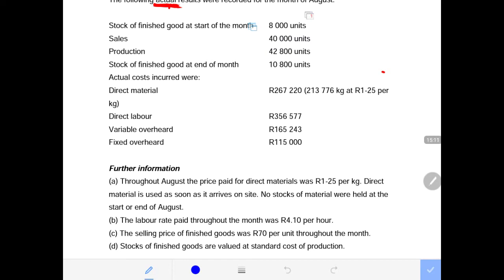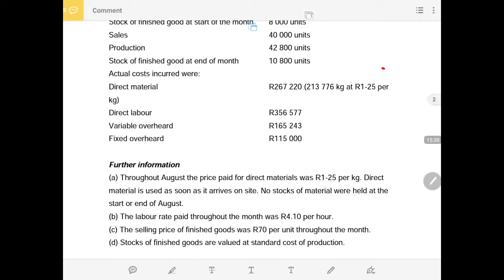Then material is used as soon as it arrives on the site. That means the first in, first out method is used. No stock of material was held at the start or end of August. So there's no opening and there's no closing of raw material. And this is very important to be noted because we have inventory of raw material, inventory of finished goods, and inventory of work in process. And I'll leave it there for other chapters.